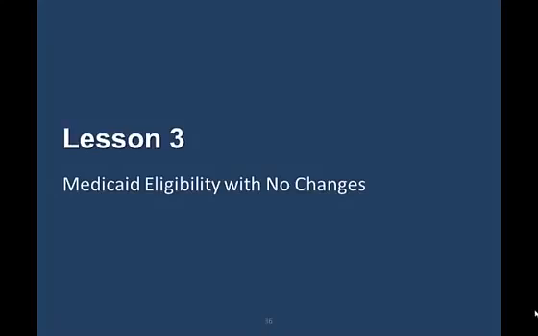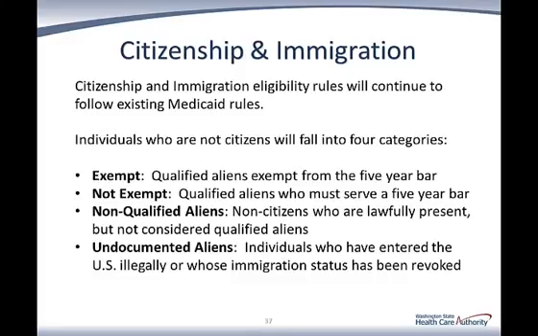Now let's review Medicaid eligibility with no changes. Let's begin reviewing citizenship and immigration eligibility rules that will not be changing. Individuals who are not citizens will fall into 4 categories. The first category is those that are exempt. These are qualified aliens who are exempt from the 5-year bar. The 5-year bar is the waiting period necessary for a legally residing alien to receive Medicaid.